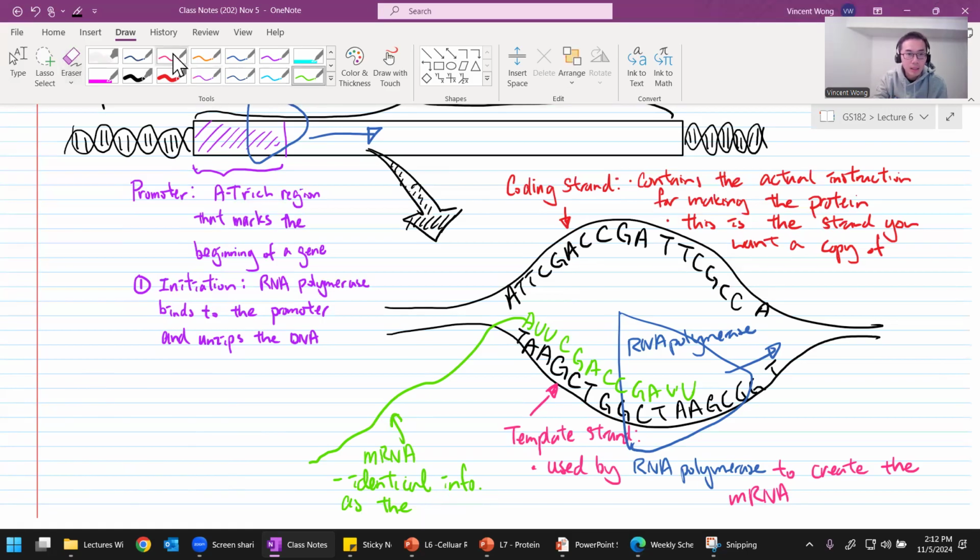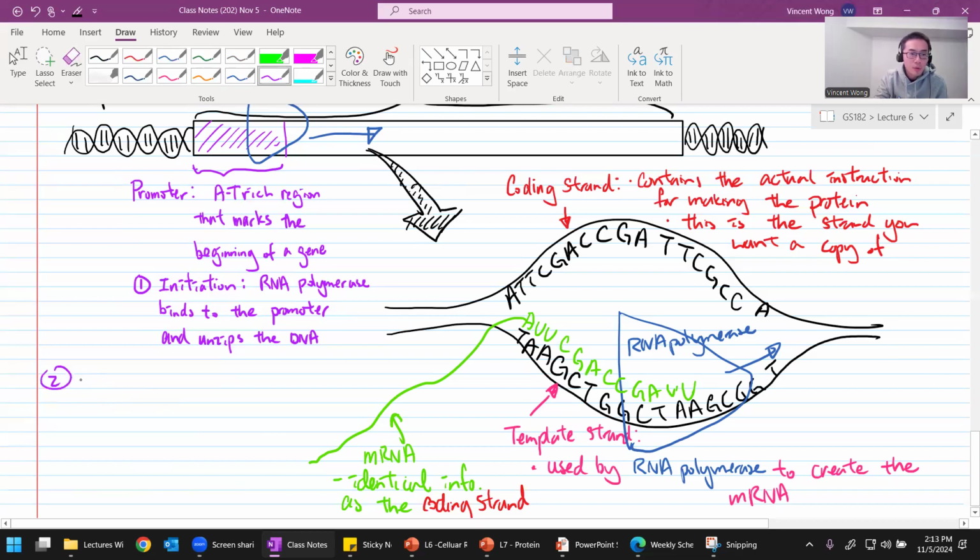I don't know if the color is too confusing. I'm just going to use the red here. Coding strand. Okay, see the coding strand is ATT, so the RNA is AUU. We don't have T, we have to use U instead. CGA, CGA, CCG, CCG, and so on and so forth. It's the same information, right? So we're using the template to build it.